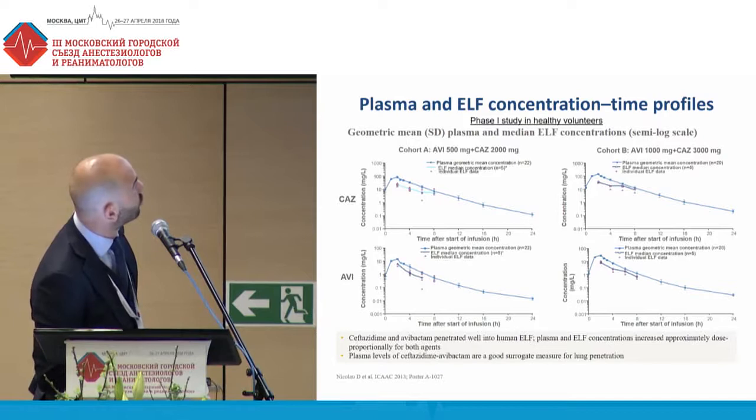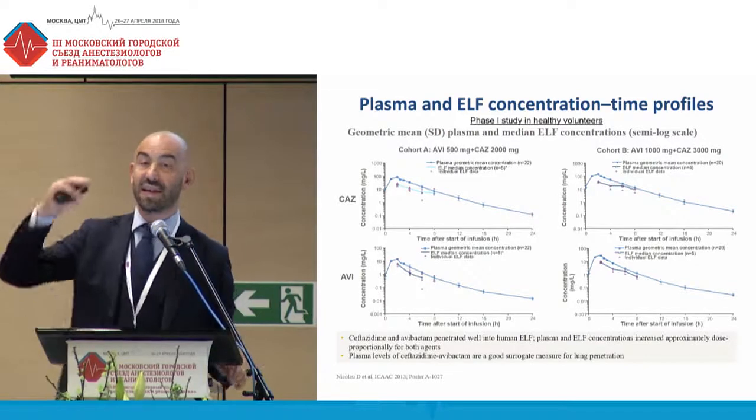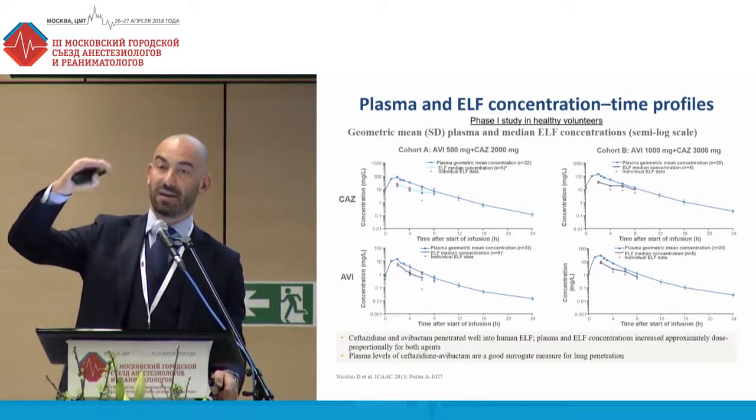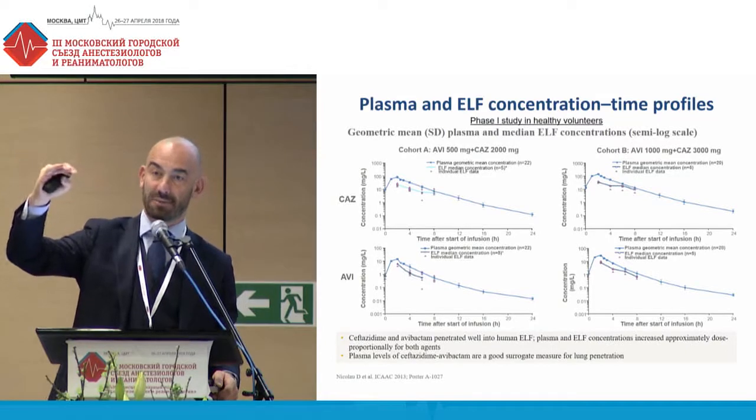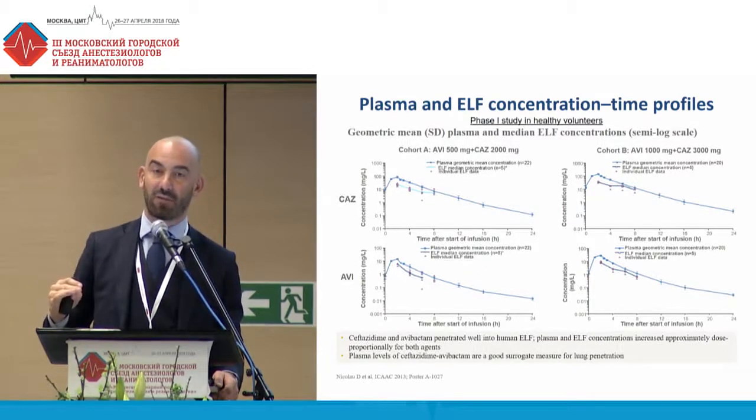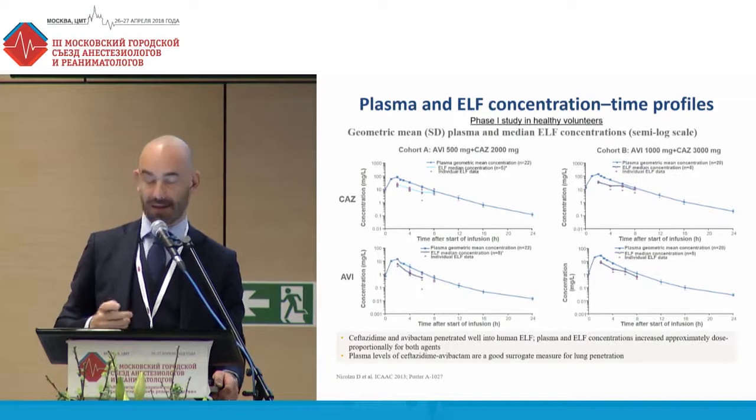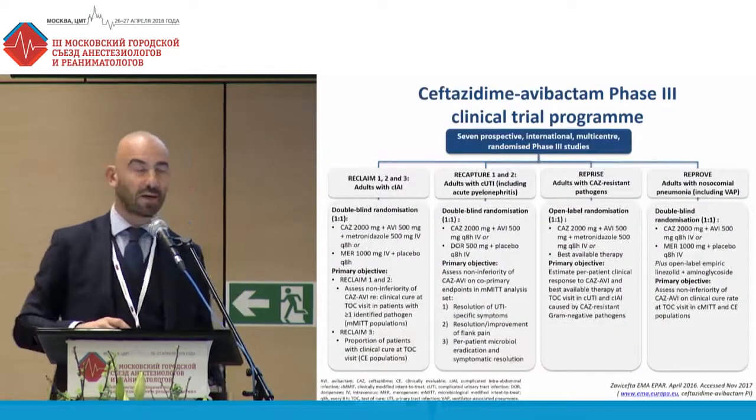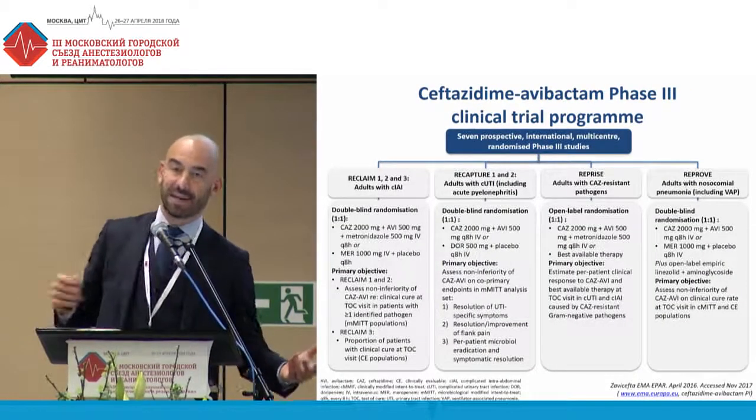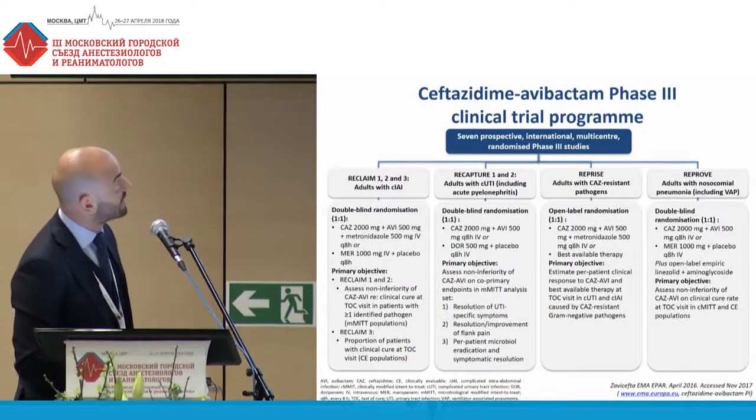The ratio of the two drugs in the ELF is equal. So this means that we have adequate levels in the plasma and in the epithelial lining fluid. Very good, specifically for ventilator-associated pneumonia. So the drug has been studied very well in many studies.